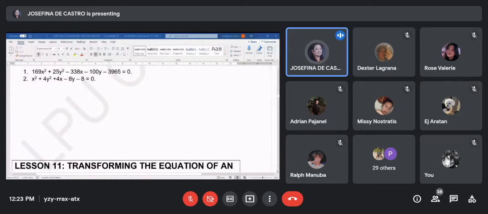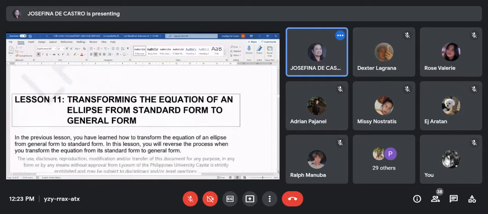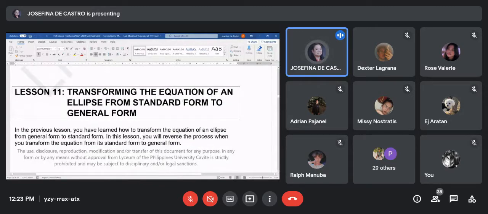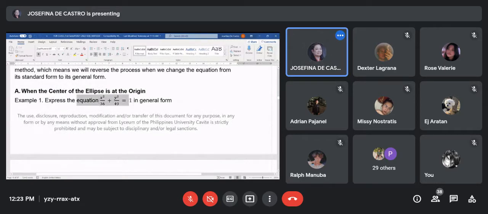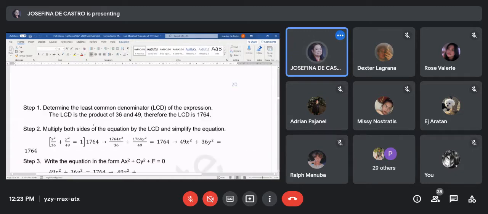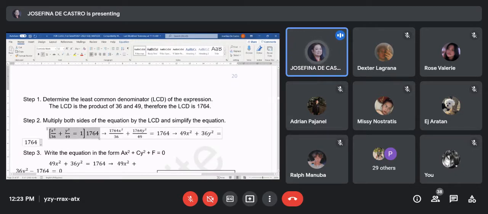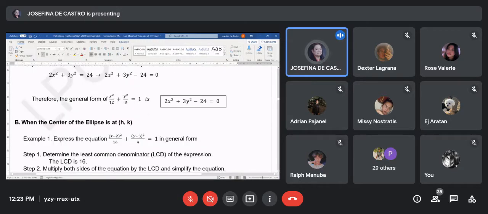Lesson 11, ito yung sinasabi ko na iiwan ko na sa inyo, transforming the equation of an ellipse from standard form to general form. So, changing lang naman yan from standard form to general form. And that is simply the same as solving rational equations. Okay? Kaya lang ang rational equations ay nagsosolve ka ng value ng x and y. Ito naman ay you just change it to general form by simply multiplying it by the LCD. So, madali nyo nang maiintindihan yan kasi nag-rational function naman kayo and how to simplify rational function, rational equation.